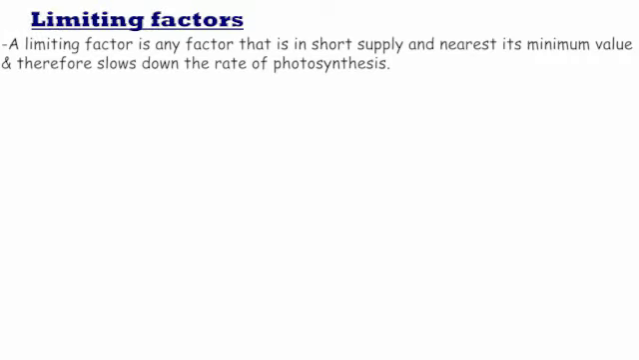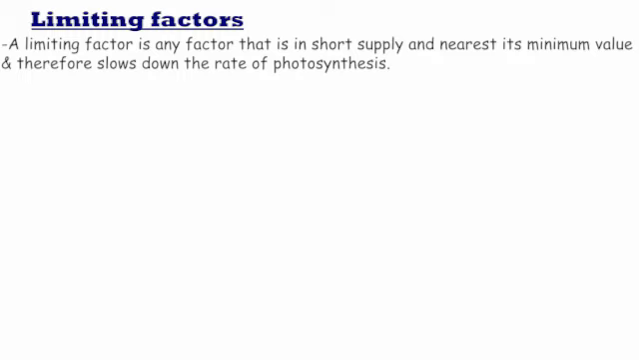So with that said, let's start with limiting factors. So what you need to know is that during photosynthesis, all these factors operate simultaneously. They all work at the same time. However, at any given moment, the rate of photosynthesis is affected by only one factor. Okay, only one factor affects the rate of photosynthesis at any given moment. Now, though all factors are available, the factor whose value is nearest its minimum value, or that factor that is in short supply, that factor is what we call the limiting factor. So a limiting factor is any factor that is in short supply and nearest its minimum value, and therefore slows down the rate of photosynthesis.